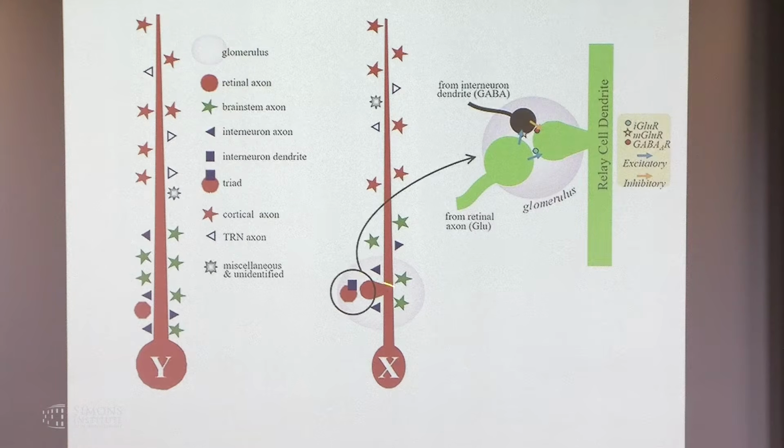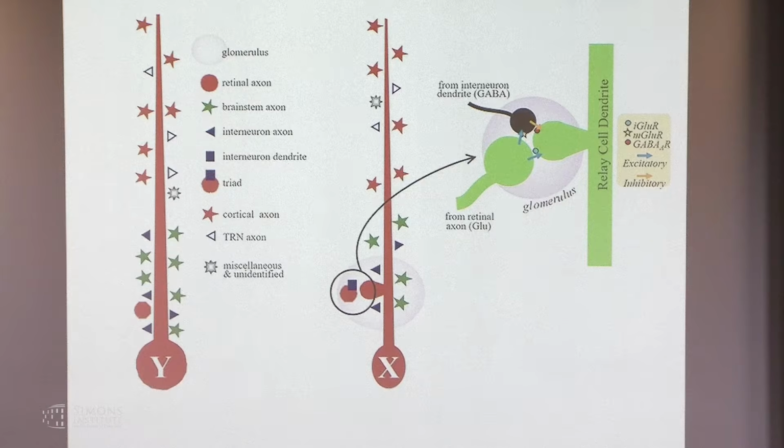And remember, this is the triad that we see in glomerulus, and it's interesting that these are only related to X cells and not to Y cells. So Y cells have a very simple way of getting retinal input across to the relay cell, whereas in X cells you have this complex triad that may play a role in contrast adaptation.